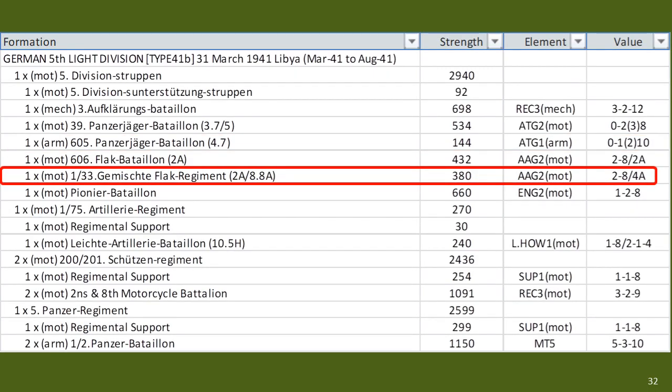Another interesting point about the 5th Light Division was the addition of a mixed flak battalion, which would normally only be held at corps or army level. The 2 cm flak battalion was commonly attached to a division, but the mixed battalions were normally not. I expect due to the ad hoc nature of the campaign, formations were simply thrown together as required, which is why we see these unusual characteristics.